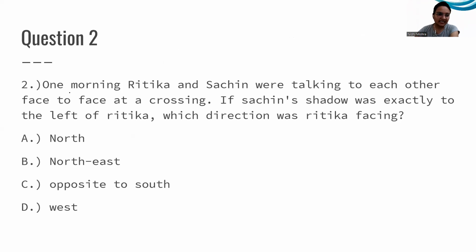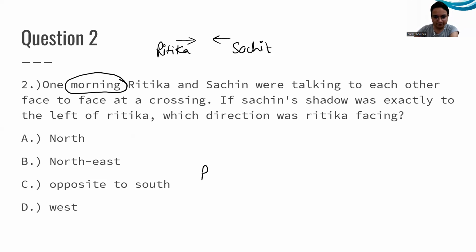Let's see the next question. One morning, very important here, morning. Ritika and Sachin were talking to each other face to face at a crossing. So this is Ritika and this is Sachin. And both are talking face to face. Let's suppose Ritika is seeing this side and Sachin is seeing this side, face to face. So this is Ritika, this is Sachin, this is face to face.